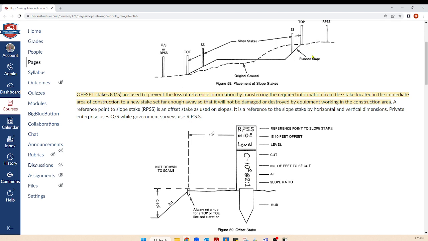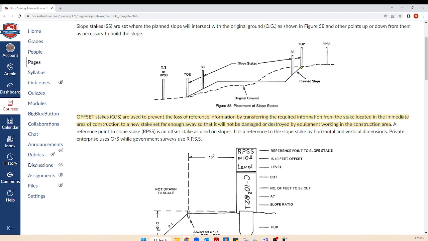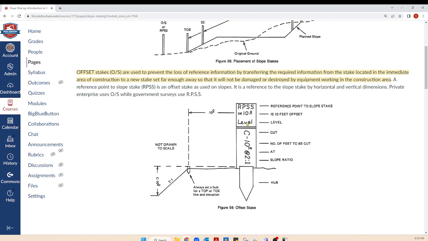If we come by here and knock this stake off, we have the reference point stake, which has got information on it, back here out of the way. That's why it's called an offset stake. This here is a reference point to slope stake, but it is also an offset stake.